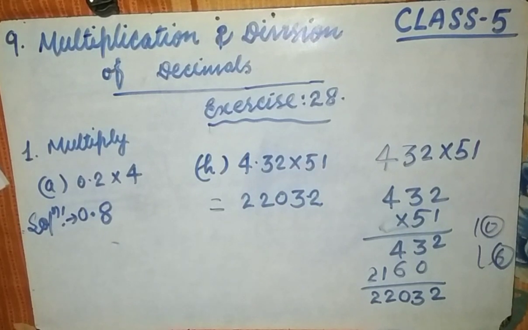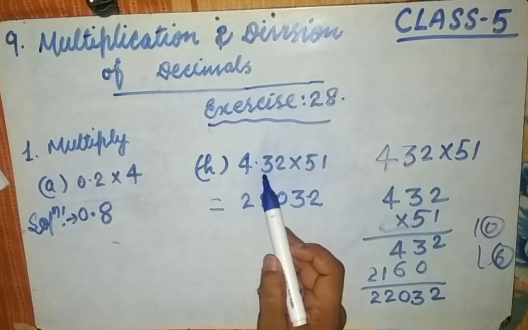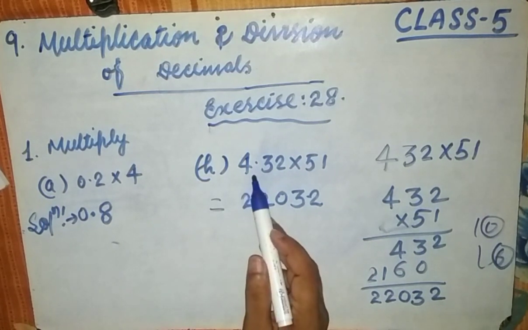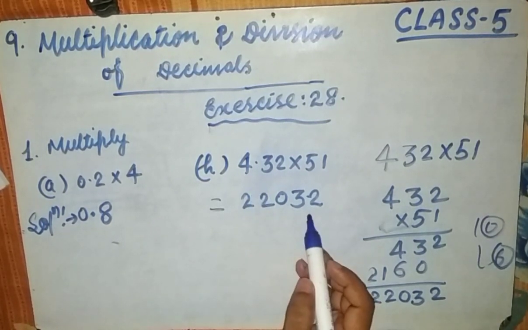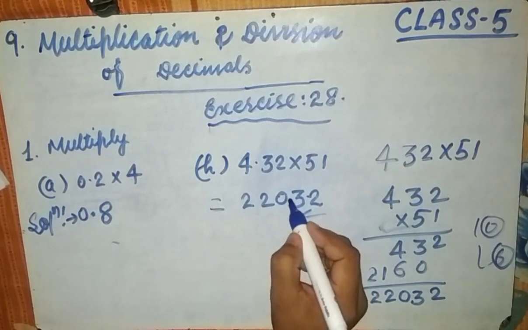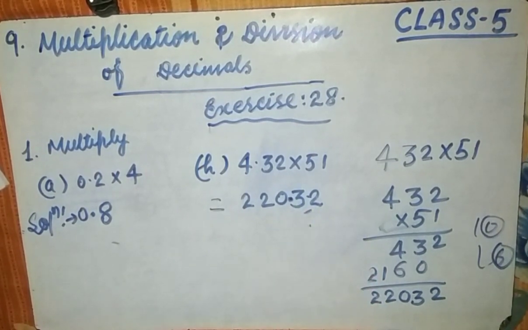Now see, count how many digits are after the decimal. Here there are two digits, so we have to place the decimal after counting two digits from the right hand side. This is 1, this is 2. Place the decimal. So this is the answer to this question. I hope you will be clear.